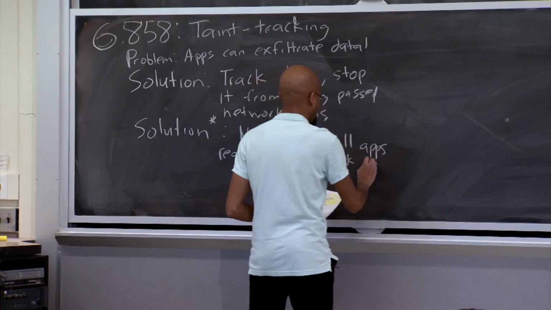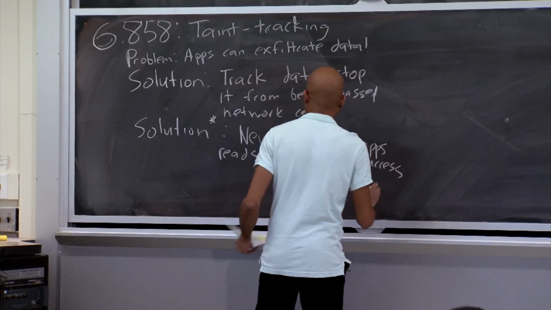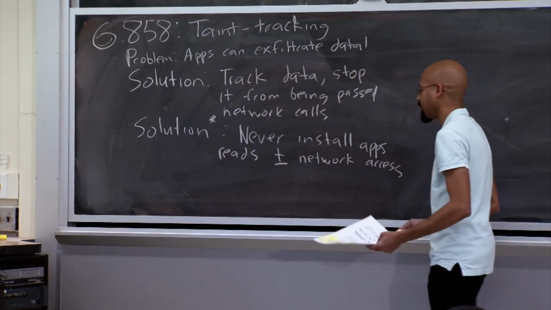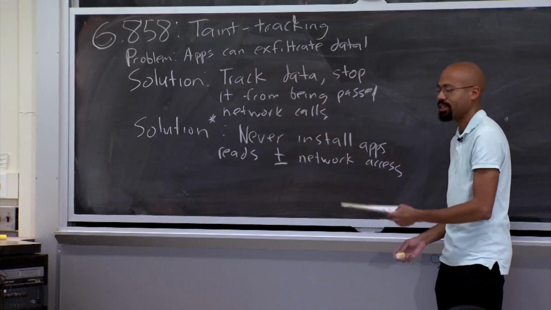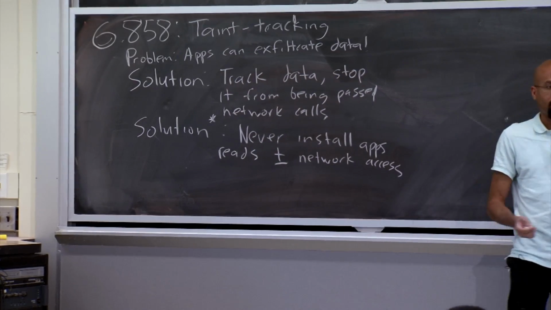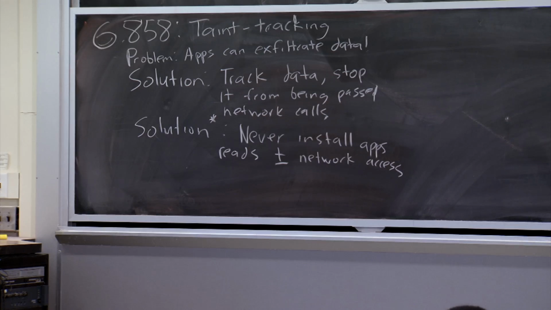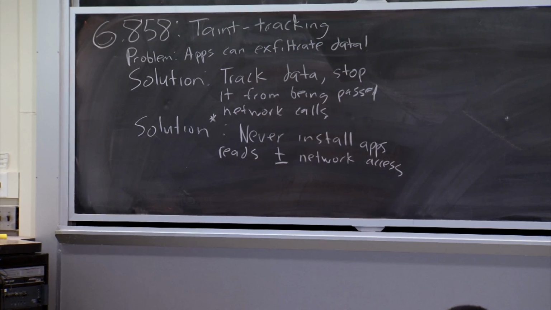So at first glance, that seems to solve the problem, right? Because if it can't do both of these things, it either can't get to the sensitive data in the first place, or it can, but it can't send it anywhere. So does anyone have any ideas why this probably isn't going to work out very well?